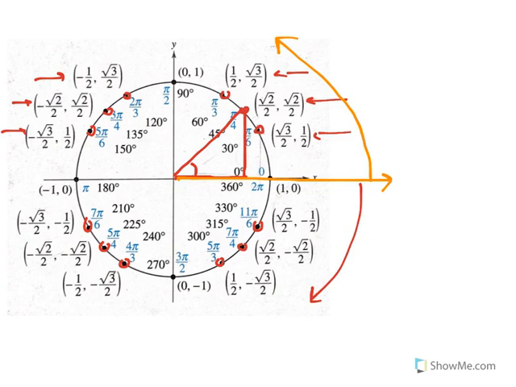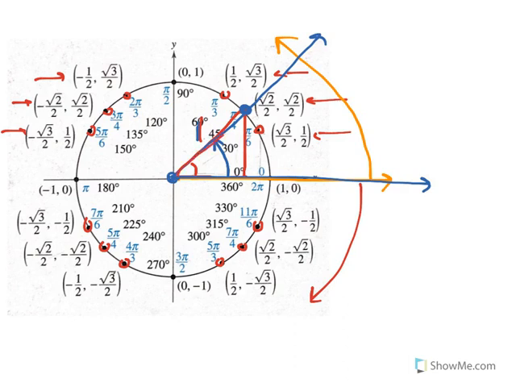So if you start with this initial side of the angle along the positive x-axis, and you rotate it counterclockwise by 45 degrees, you get the terminal side of the angle, and the terminal side of the angle intercepts this point on the unit circle. The distance from the origin to the point on the unit circle would be 1 unit, because the radius of the circle is 1 unit.